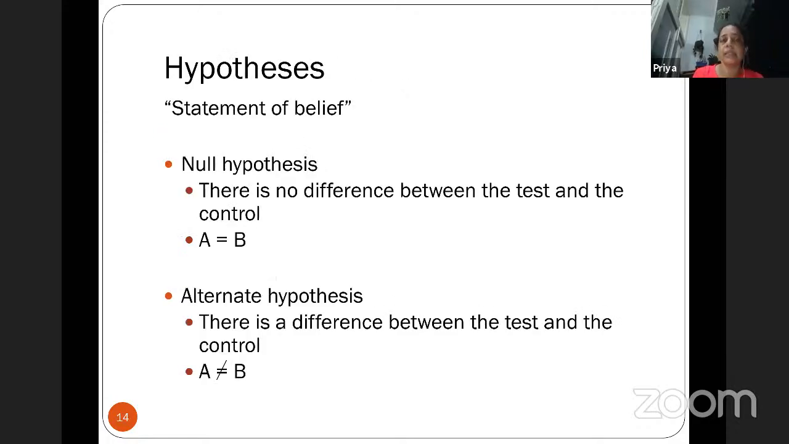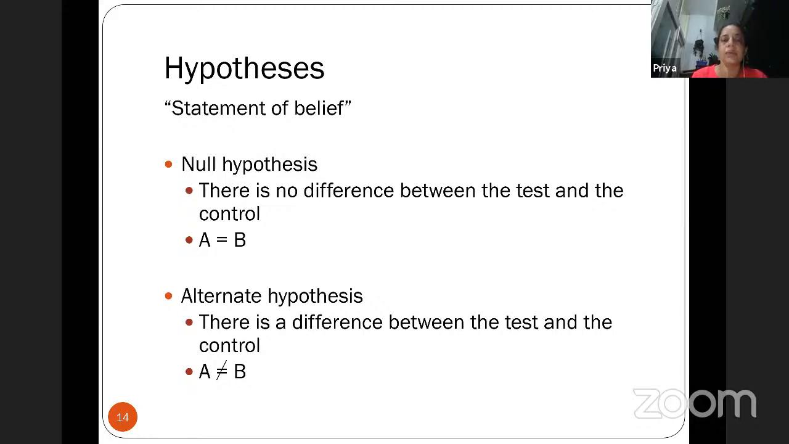Now, Shubham had a lot of questions on hypothesis, but I have included just 2 or 3 slides on hypothesis because I find that people find it difficult to grasp things in hypothesis terms. But for the sake of completion, we need to know what a hypothesis is. A hypothesis is a statement of belief. When we do a study, we always start with something called a null hypothesis and something called an alternate hypothesis.